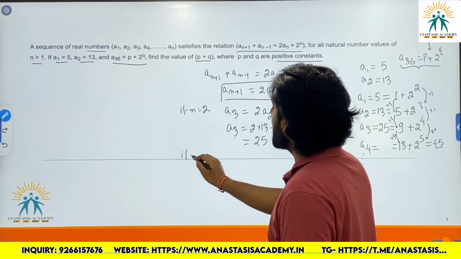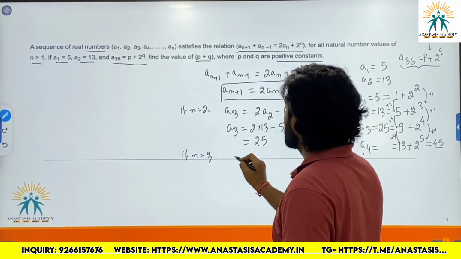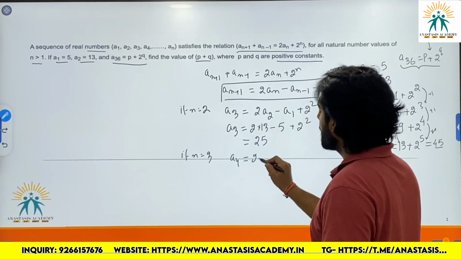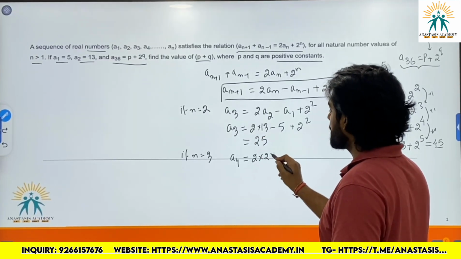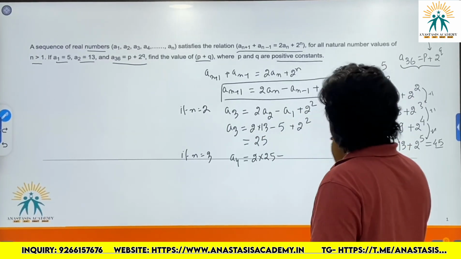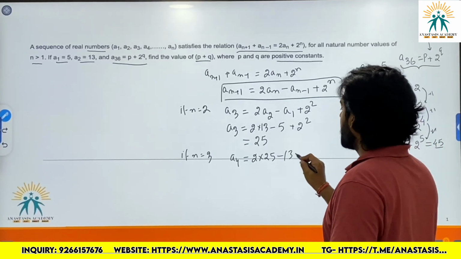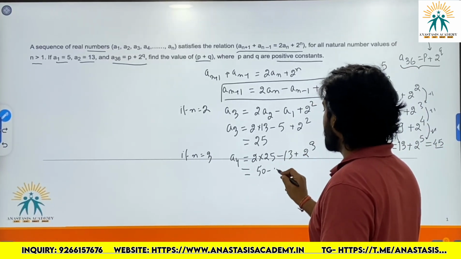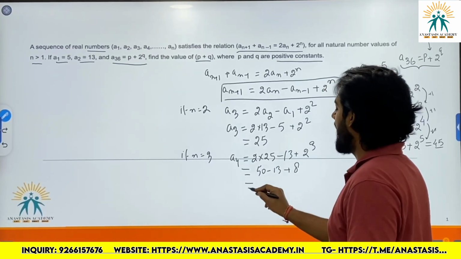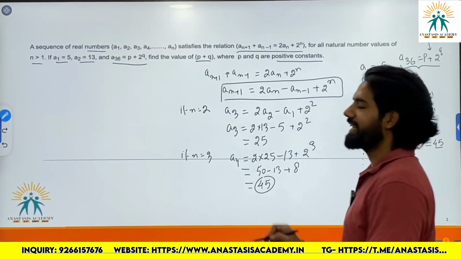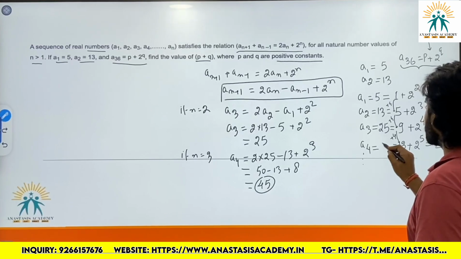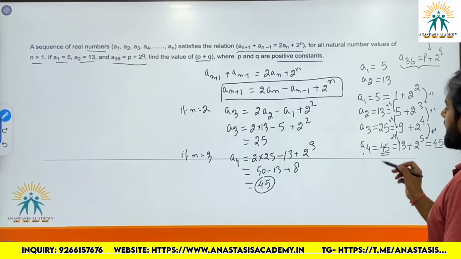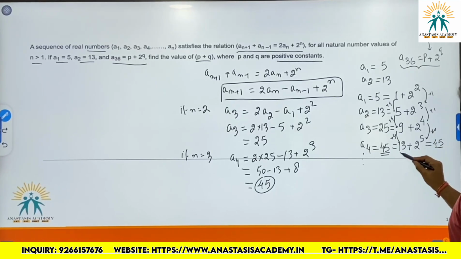Let's verify the value of a4. If I put n equal to 3, I get a4 equal to 2 times its previous term, that is 25, minus the previous term, that is a2, 13, plus 2^3. So this is 50 minus 13 plus 8, which is indeed 45. So yes, a4 is 45. All these terms are following this pattern.